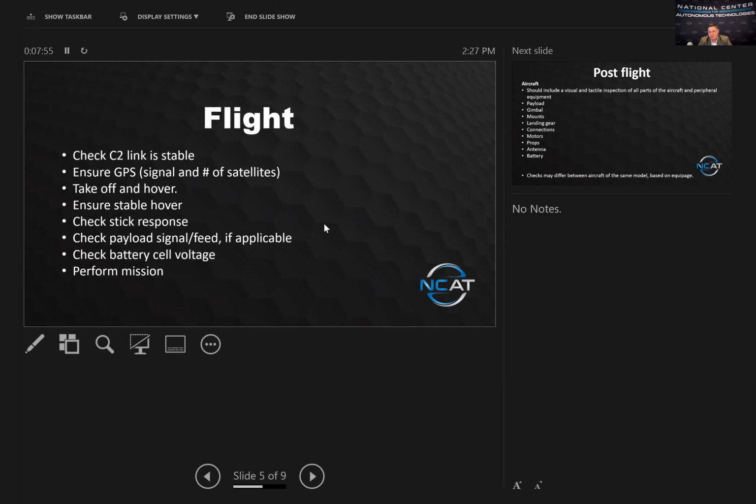You want to check your stick response. Make the aircraft go forward, back, left, right, yaw to the left, yaw to the right. Check your payload signal and feed, and then you want to check your battery cell voltage.